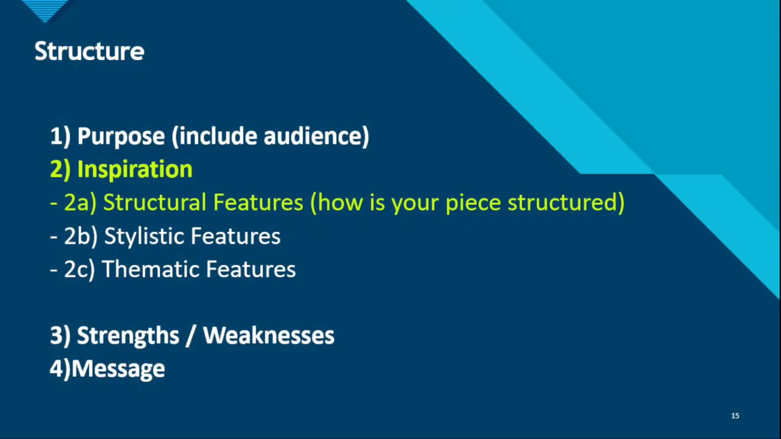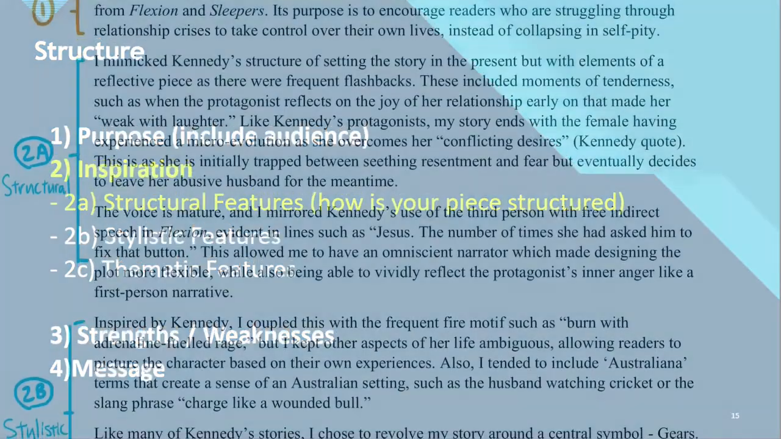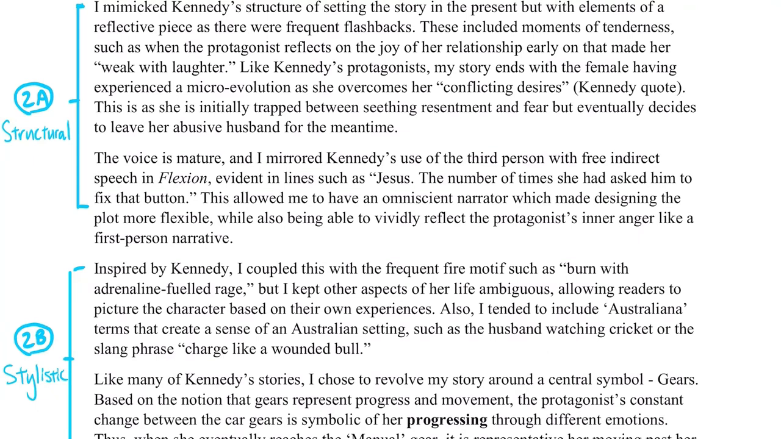Point number 2 is inspiration. And this is quite flexible how you structure it, but it's a good idea to include ideas from all 3 categories, so structural, stylistic, and thematic. So first, I'll touch on structural features. And this is basically how the author has structured their stories. For example, my author has used a lot of flashbacks, so that's what I did in my text as well. Also, I mimicked my author's character development. So basically, how do characters act and change throughout the author's stories? And for example, this is this section here, where I talk about the microevolution. And so I try to incorporate similar character arcs or character plots in my own piece as well.